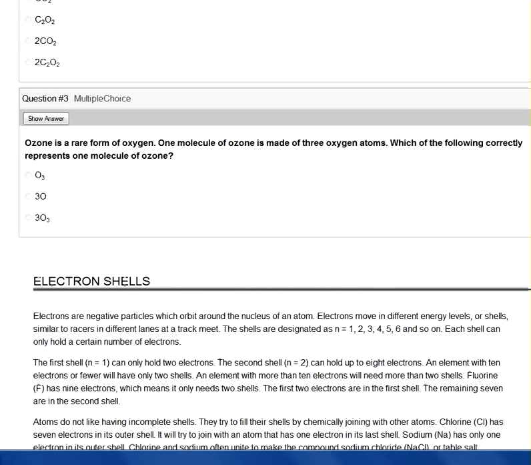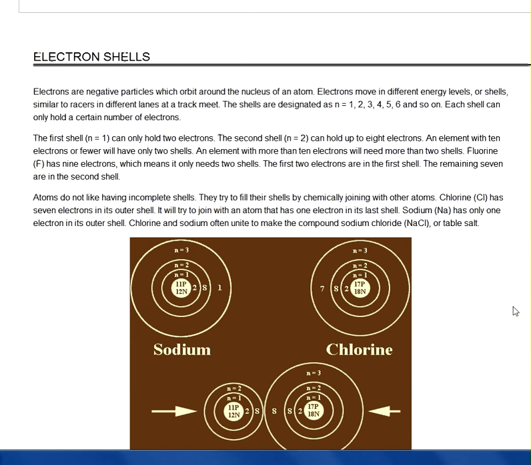Okay, so let's go down further, see what we have. Then you'll have some questions on it. Do you remember about the electron shells here? Let's go back to our board.